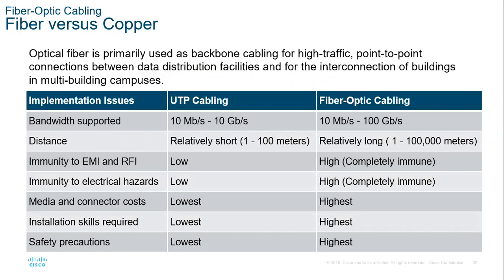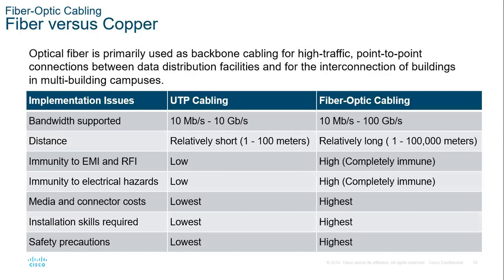Fiber optic versus UTP cabling. This is the difference. Implementation issues, bandwidth supported: UTP 10 Mbps to 10 Gbps, fiber optic cable 10 Mbps to 100 Gbps. Distance: UTP cabling can support 1 to 100 meters, whereas fiber optic cabling supports very large distances compared to UTP, 1 to 1 lakh meters. Immunity to EMI and RFI is low in UTP and high in fiber optic cable.